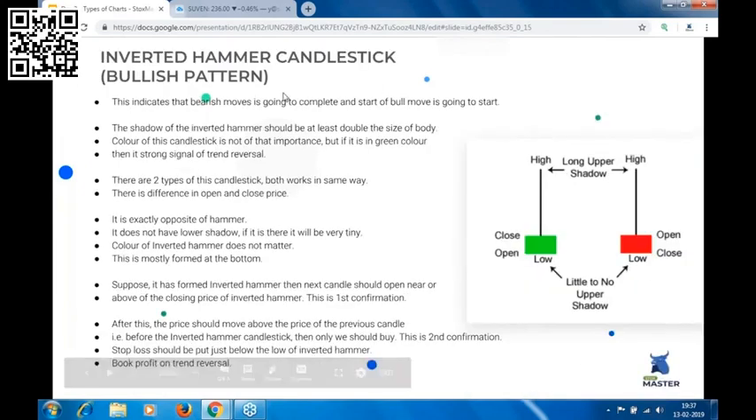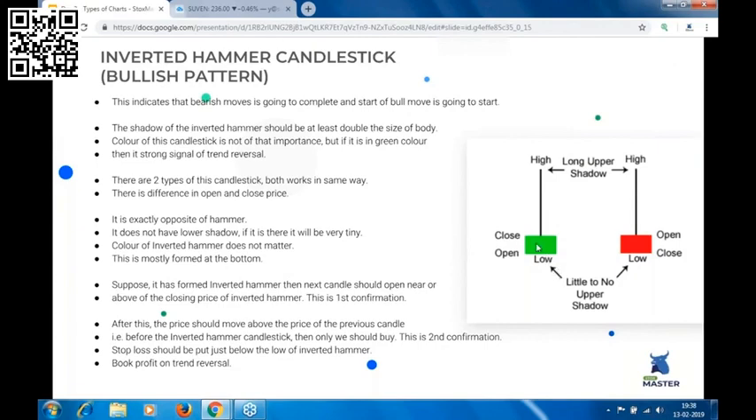Now inverted hammer. This is also a bullish candlestick formation, exactly the opposite of the hammer, and this is also formed after a long downtrend. Whenever we see this inverted hammer being formed, we can assume that the trend is about to reverse. But in this case also, our entry will be above the high of this candle. When the high is broken, that is the time we can enter in any stock. That will give us the confirmation that the trend has reversed, by keeping our stop loss below the low of this candle.